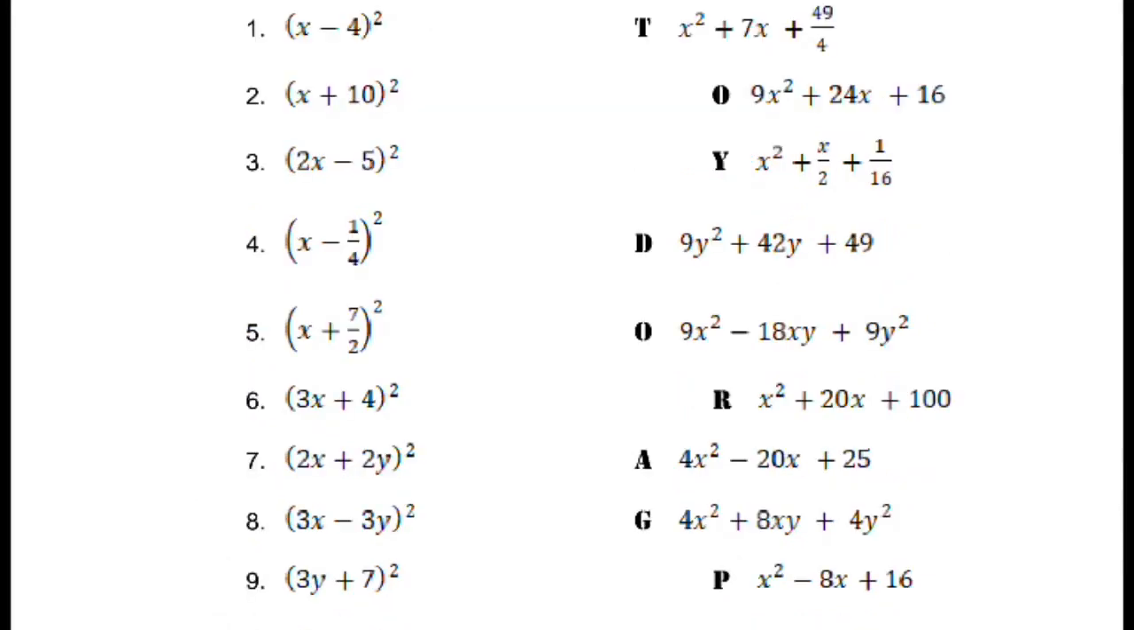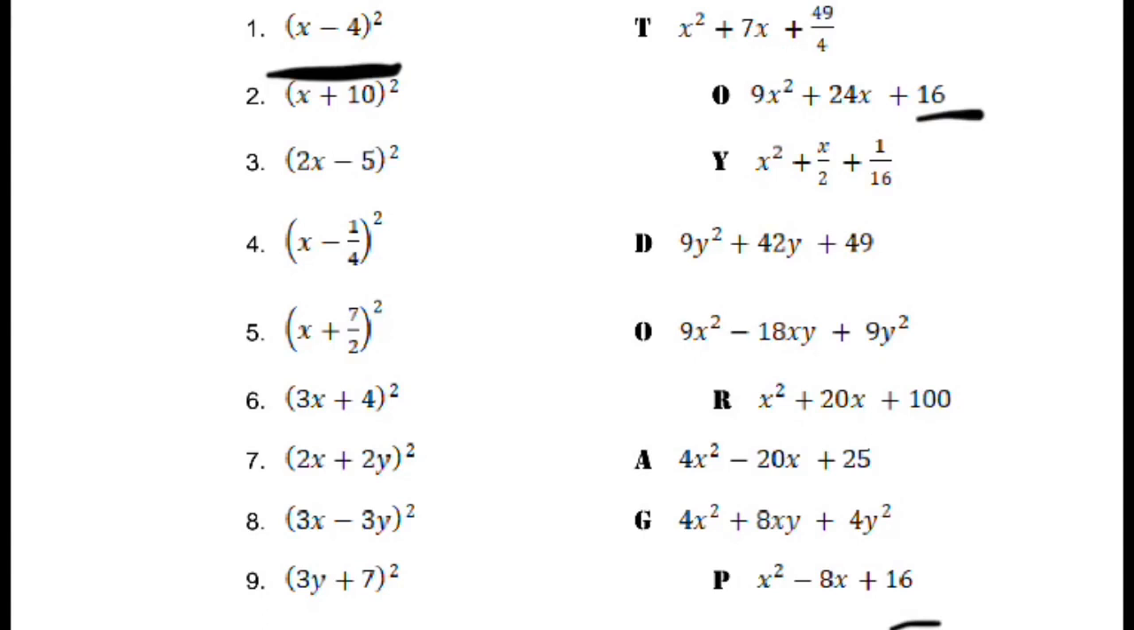So what you're going to do here is just operate the binomial. You're going to square x minus 4 for number 1. The answer here will start with the last term: negative 4 squared, that will be 16. So in here, this is 16, or you can have letter P.